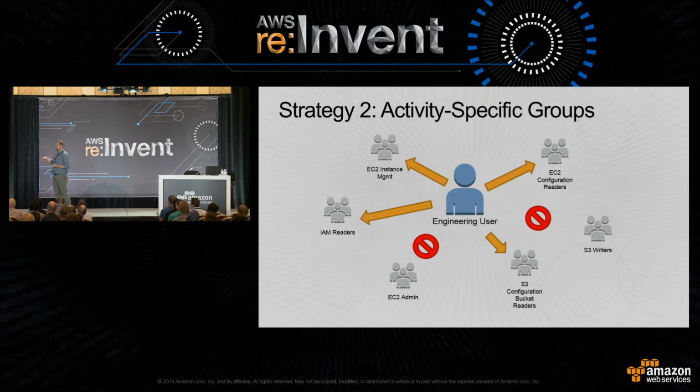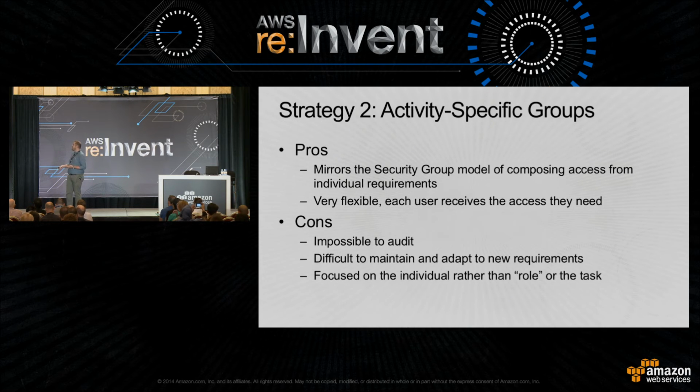So we could also look at another strategy, which is pretty popular, which is to use a group per type of access that you need, and use composition to give the user the access that they want. So this mirrors the security group policy we talked about before. Role-based access control composed of a bunch of small different grants. And it's incredibly flexible. But over time, it breaks down as well.